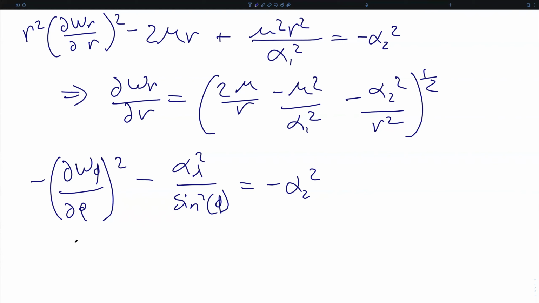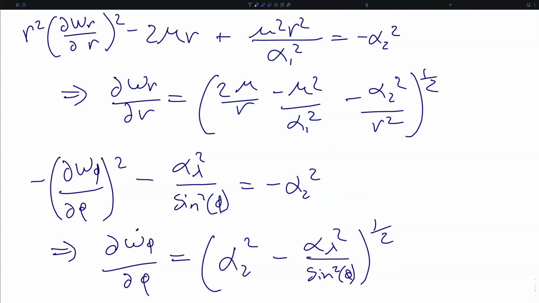And similarly, we solve for this partial derivative and write, that is, the partial of W_phi with respect to phi is the square root of the quantity alpha 2 squared minus alpha lambda squared over sine squared phi. Remember, these two partial derivatives are equal to the original conjugate momenta. The partial derivatives of Hamilton's principal function are the conjugate momenta of the original system. And therefore, this entire expression is the same as P sub r, and this entire expression is exactly the same as P sub phi.